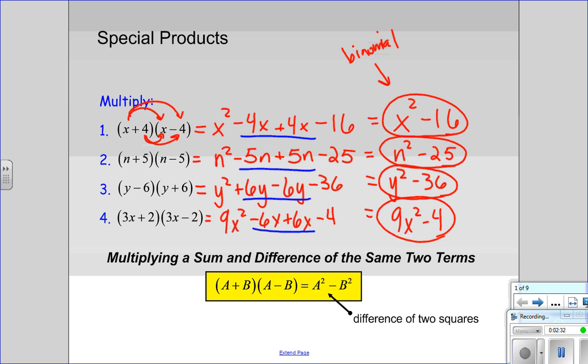And so we can learn this quick rule for how to multiply a sum and a difference of 2 terms. Notice that our a plus b is our sum and our a minus b is our difference. And when we multiply them together, we get our product of a squared minus b squared. And we call this product the difference of 2 squares. So let's look at how to use this little shortcut, this product rule, for how to multiply sums and differences of 2 terms.